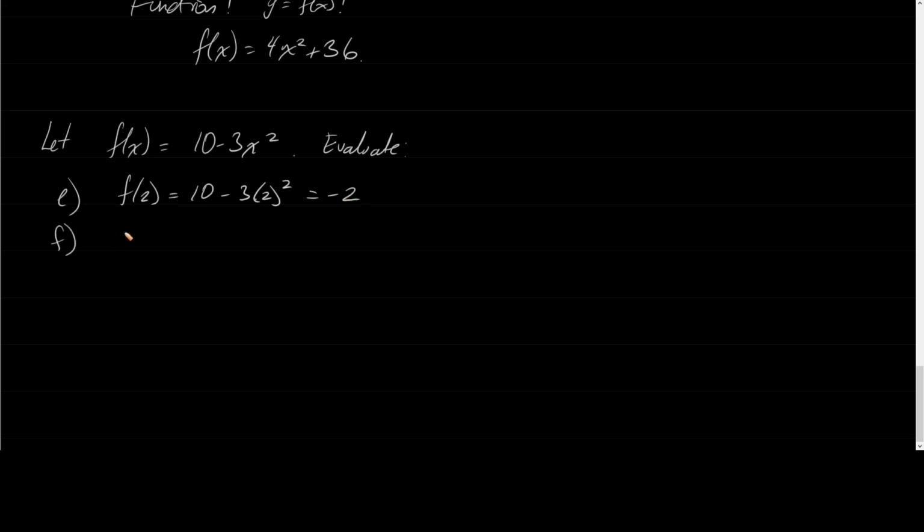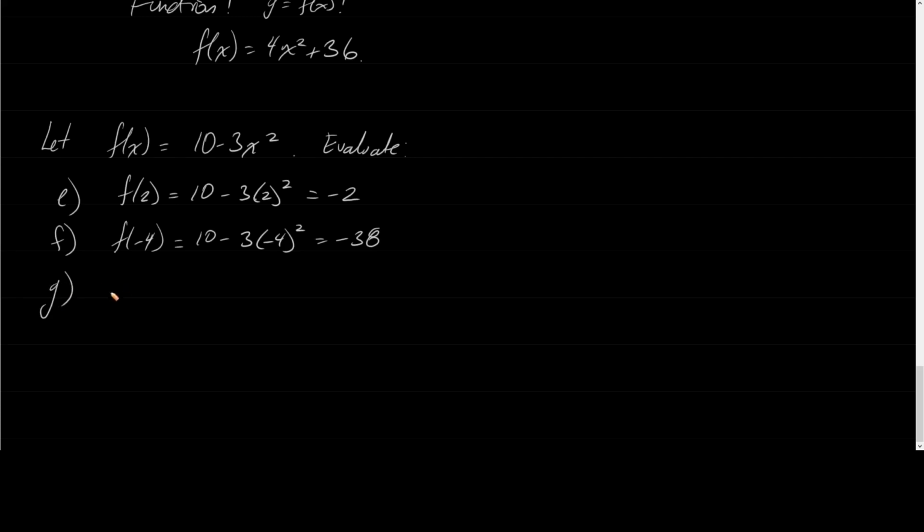Cool. Hopefully you remember how to do that. Let's say that I have f of negative 4. So what does that give me? That gives me 10 minus 3 times negative 4 squared. Negative 4 squared is positive 16. 16 times 3 is 48. 10 minus 48 is negative 38. So my point is, how do you evaluate these things? You replace the x value with whatever you had in parentheses.